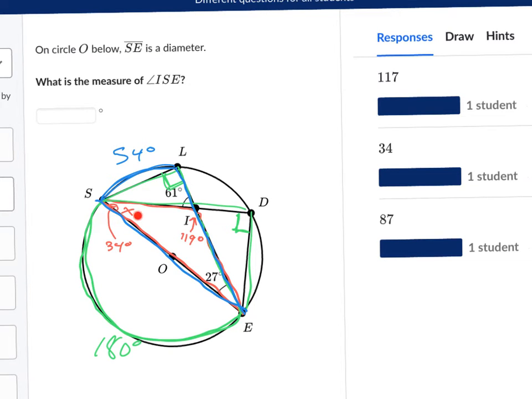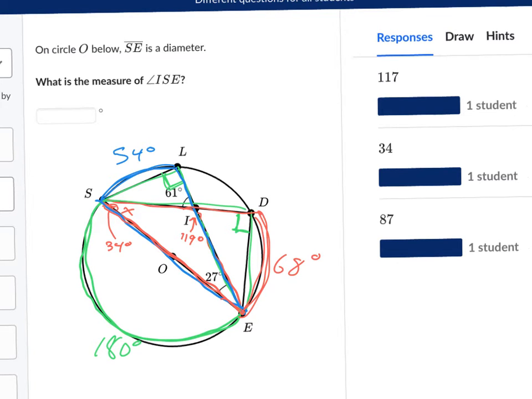Also, we found this angle right here was 34. If I follow that one out all the way to this arc, well, what's 34 times 2? 68. So that must be 68 degrees.